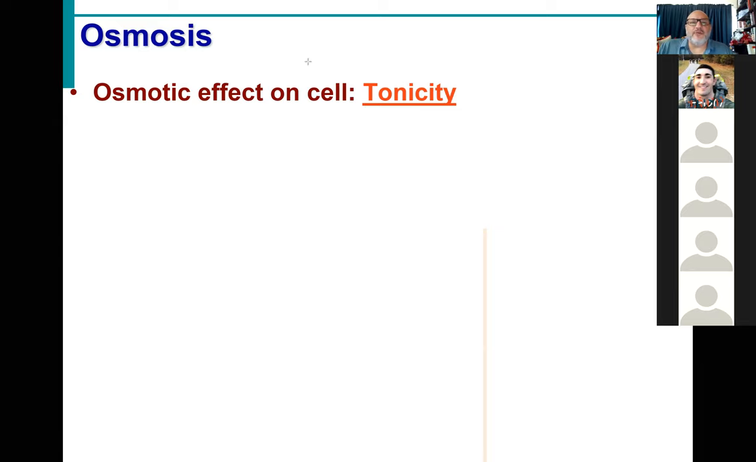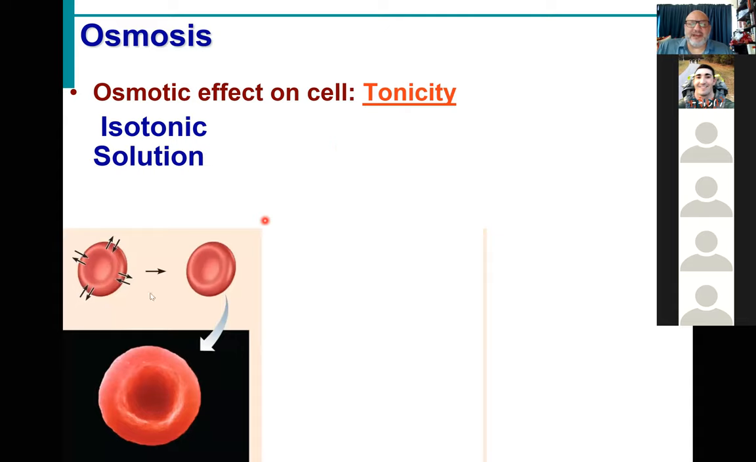We've done it with all my drawings, but let's do it with the pretty pictures and the pretty words. When a cell is in an isotonic solution, that means that there is the same amount of stuff inside the cell and outside the cell, and the cell is going to be happy in that environment.